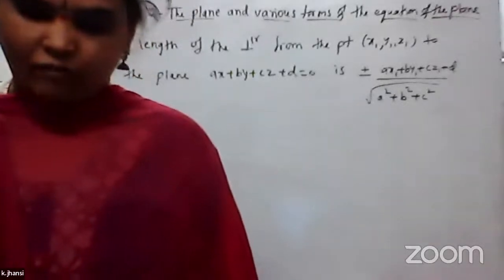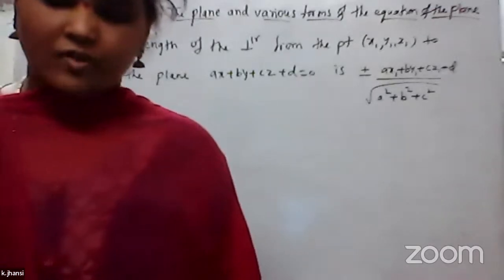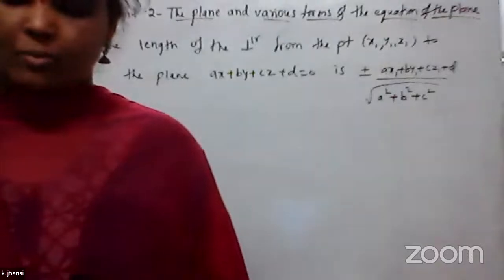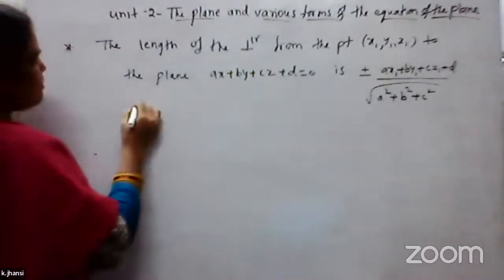Okay. So on page number 55, the problem is given. Find the length of the perpendicular of the point from the plane. So here the point is given as 1, 1, 4.